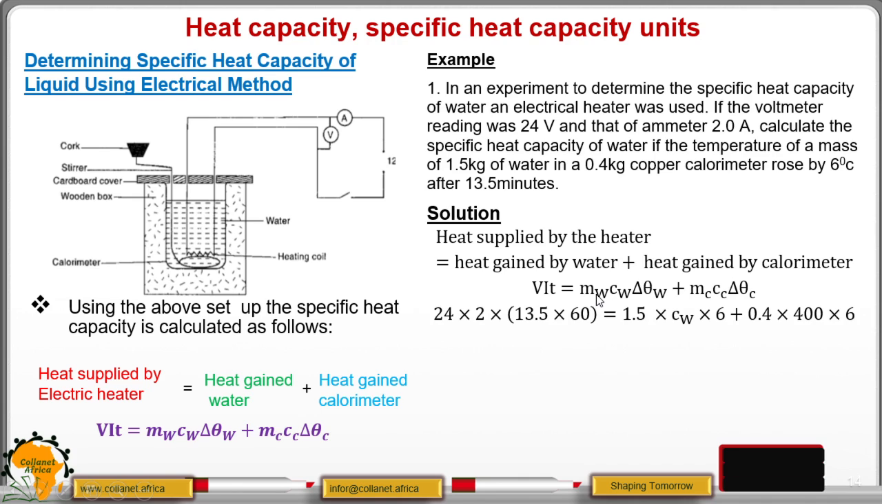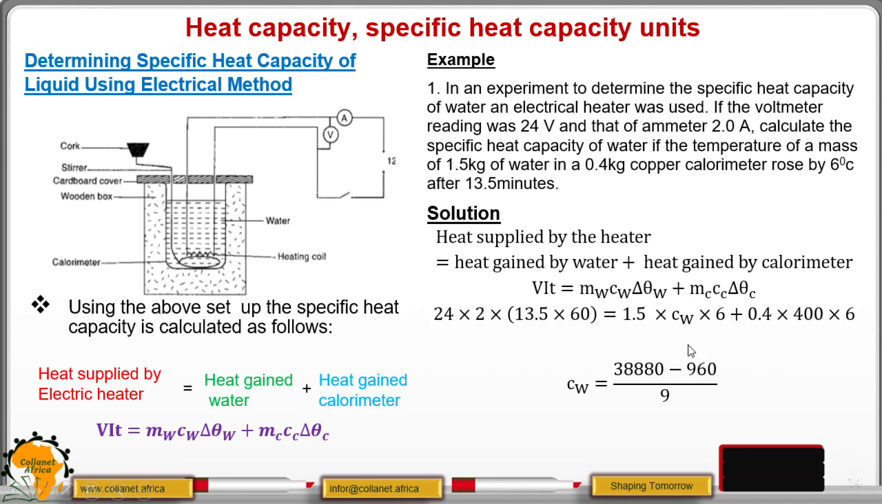Then the mass of water is 1.5, multiplied by the specific heat capacity of water, which is what we are looking for. Then multiplied by the change in temperature, which we are given as 6 degrees Celsius. Then the mass of calorimeter is given as 0.4. We are using a copper calorimeter, and the copper calorimeter has a specific heat capacity of 400 joules per kg per Kelvin. And again, the temperature is changing by 6 degrees.